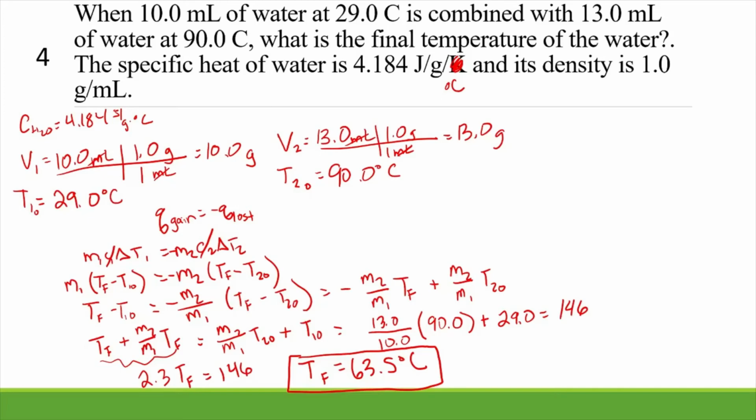So this was a matter of Q lost equals negative Q gain and setting them equal to each other and solving for T final.